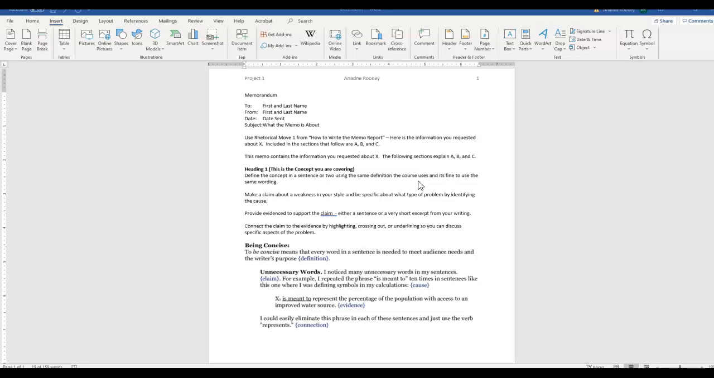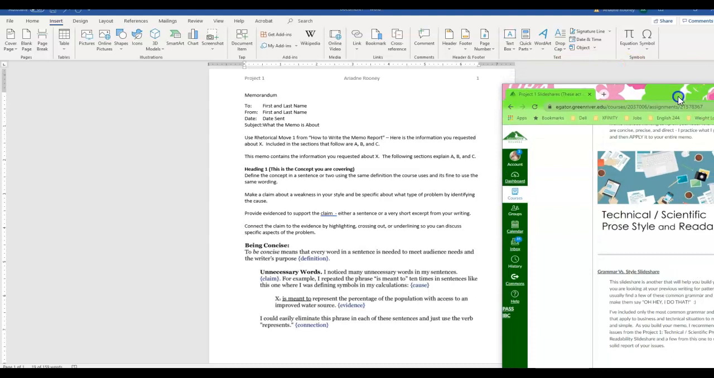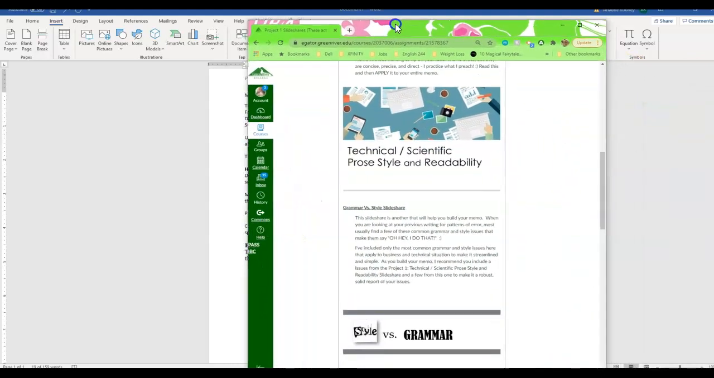It's fine to use the same wording. And you can find those concepts in that grammar slide share, and in that style versus grammar slide share, and in that technical and scientific prose style and readability slide share. Those are over here. My mouse isn't working very well. So those are over here.